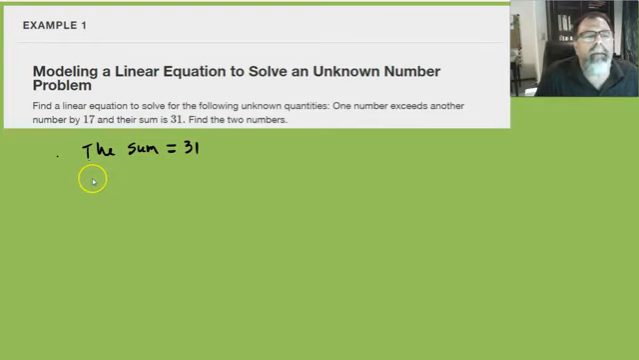Okay, let's label the first number; we'll call that x. And then the second number, now we could use y, but then we're going to have to set up two equations, two variables. But remember, the suggestion was if there's more than one unknown quantity, find a way to write the second unknown in terms of the first. So they gave us the phrase right here, one number exceeds another number by 17. So the other number is going to exceed the first one by 17.